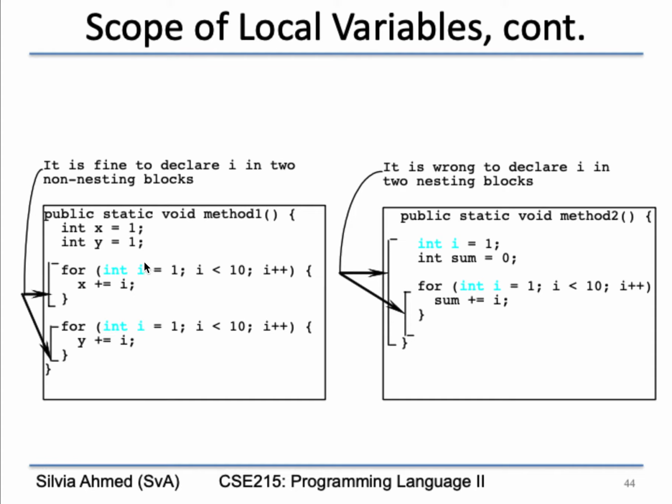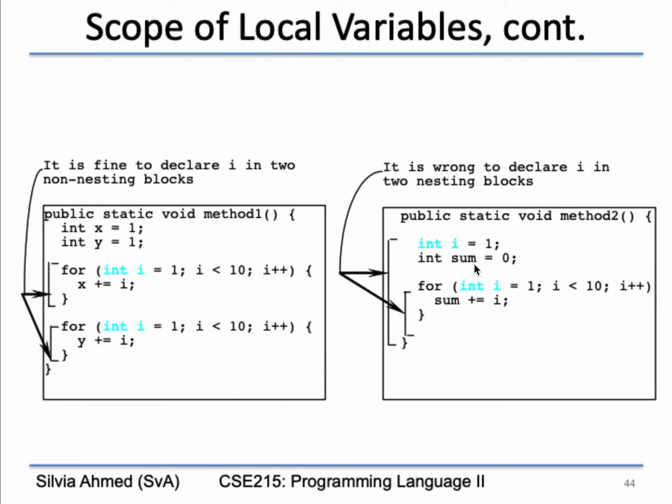The same variable name i is declared in two places, and it is not an error because the scope of i starts from here and it ends here inside this for loop block. So when we are declaring this i variable here, it's a new i variable because it's a new block. So its scope starts from here until the for loop ends here.